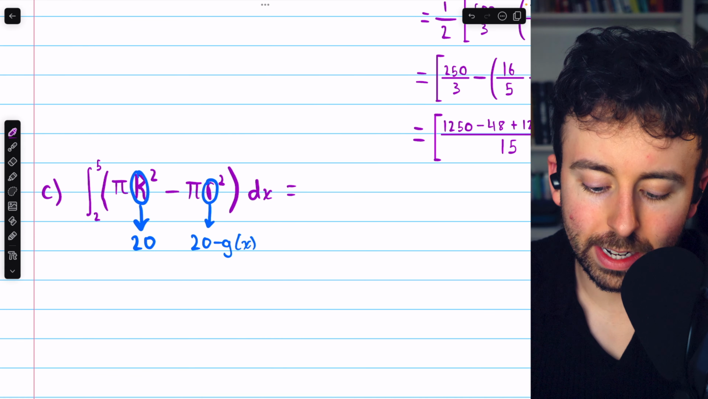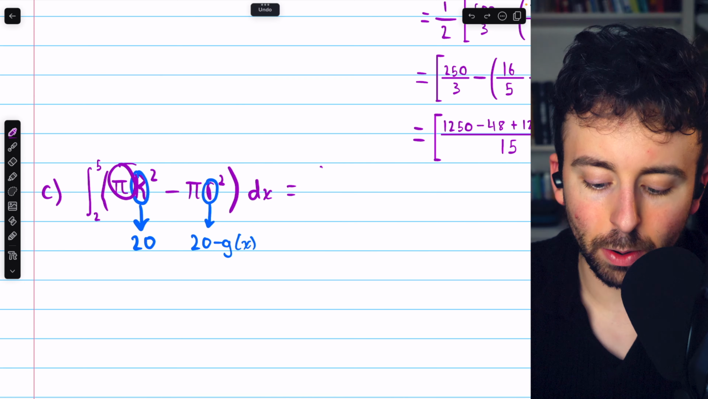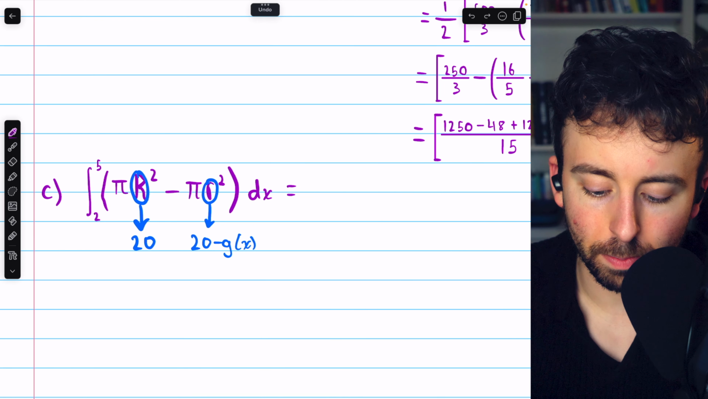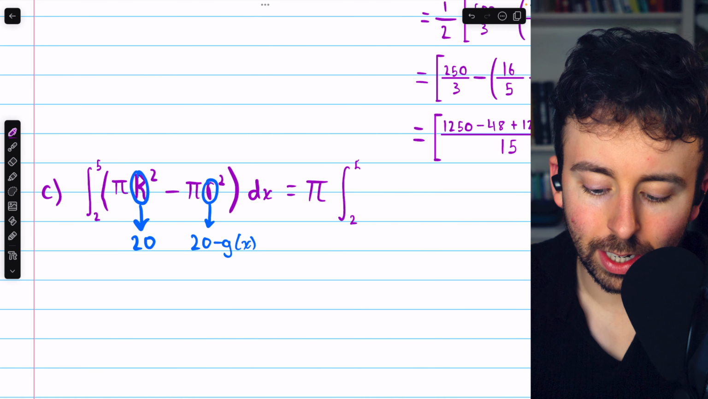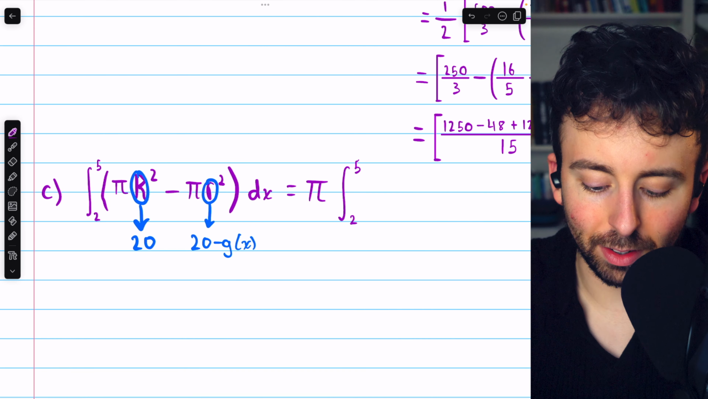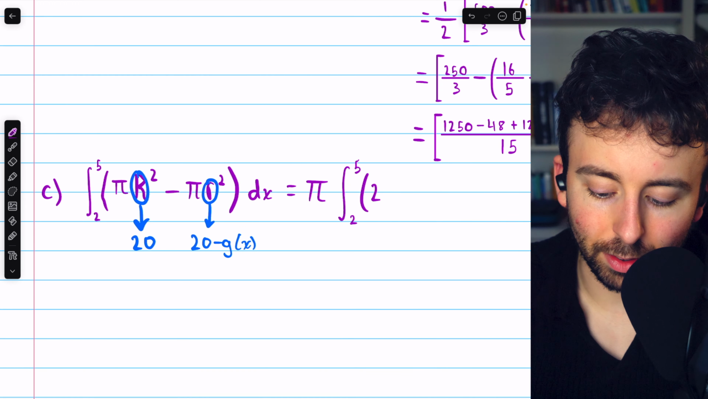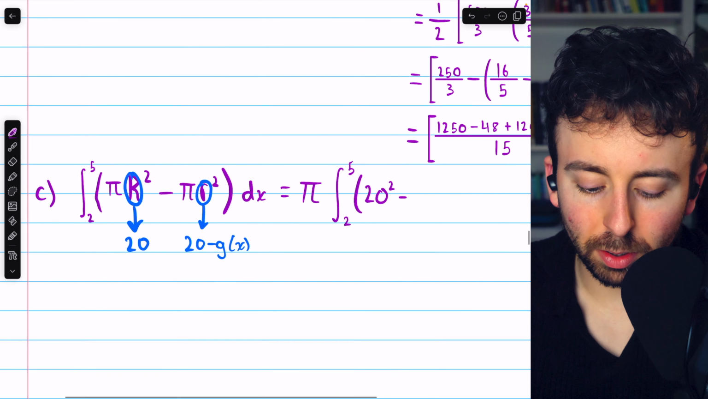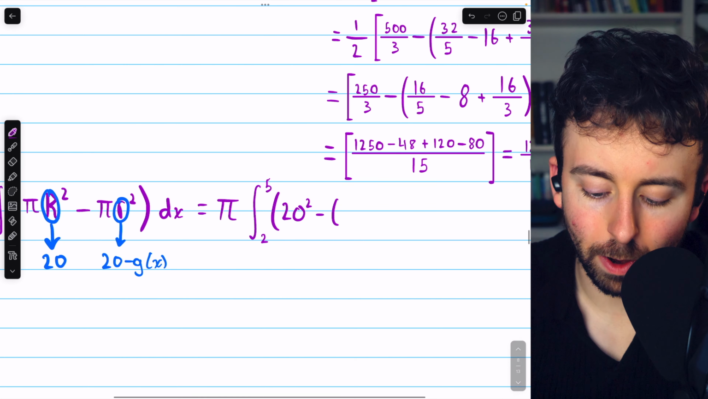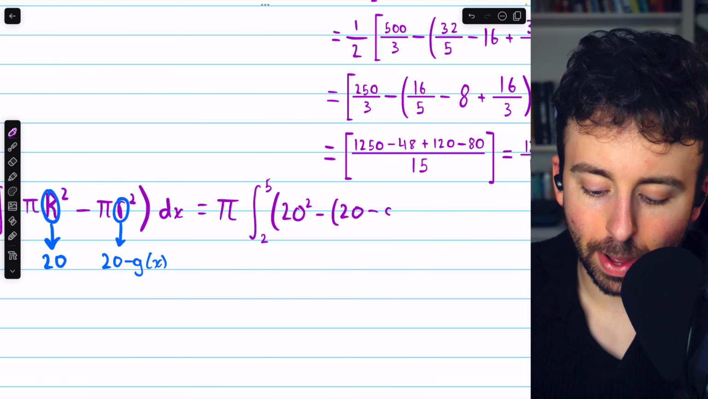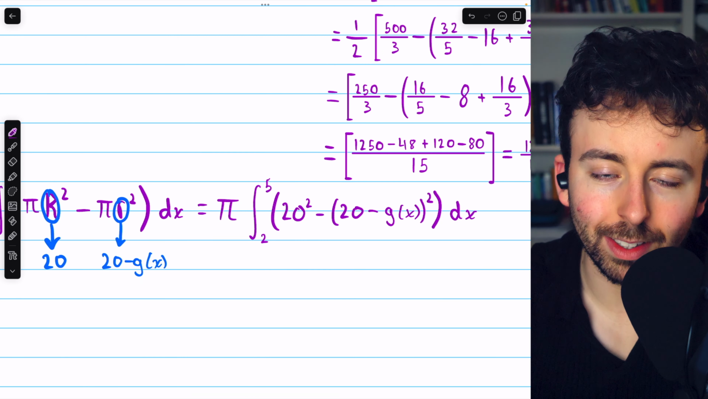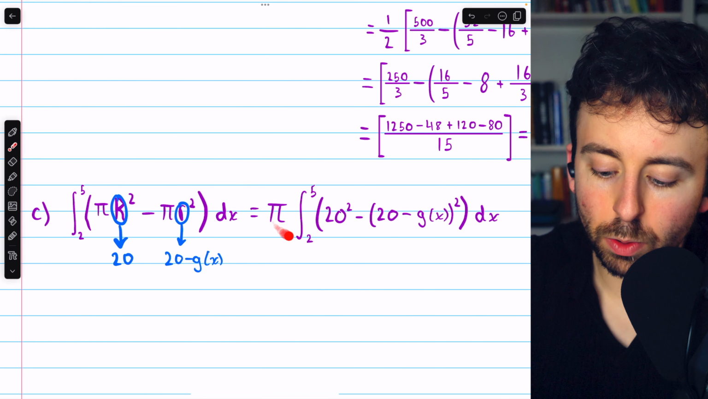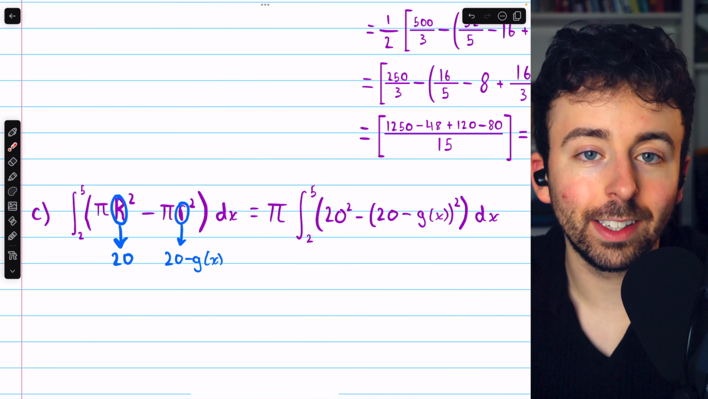So then for our integral, we can take the pi out of the integral. So that's going to be pi multiplied by the integral from 2 to 5, and then we just have the difference of the radii squared. The big radius is 20 squared, and then we subtract the small radius squared. The small radius is 20 minus g of x, and this small radius needs to be squared, and that's it. This is an integral with respect to x. And we're in luck because we do not have to evaluate that, so that is the answer.